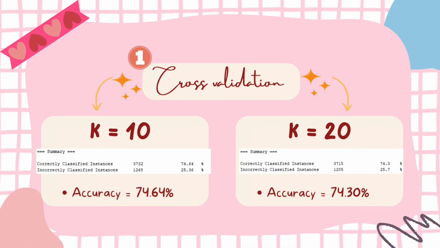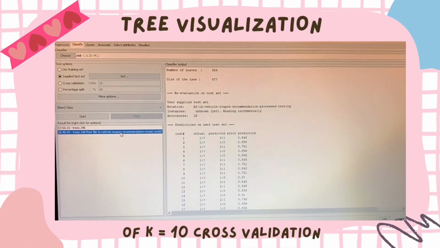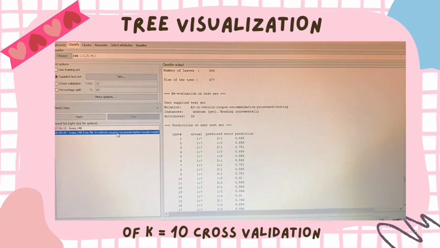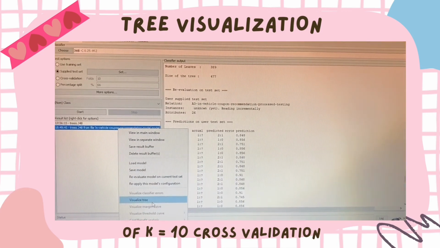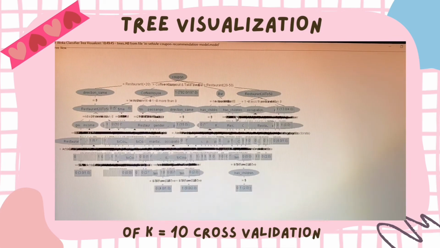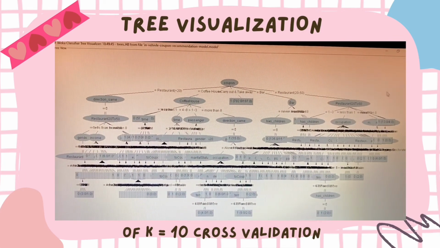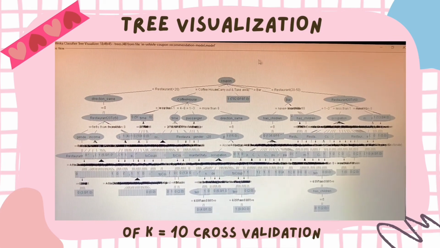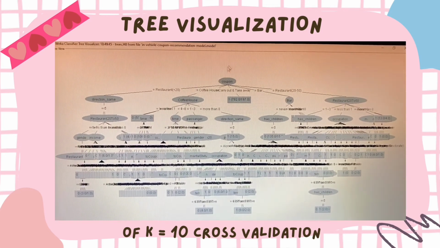Comparing both k equal to 10 and k equal to 20, we can conclude that k equal to 10 cross-validation produces more accuracy. So we decided to generate the tree visualizer of k equal to 10. First, you have to right click in here and select Visualize Tree. The tree will pop up. Click Fit to Screen. You will get the result of this. From this tree, we know that the attribute coupon is the root node.